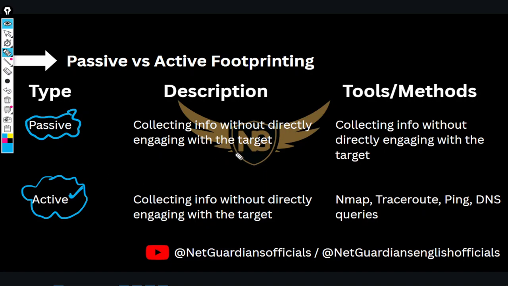So for an active attack, we directly target the company and gather the information using nmap, traceroute, ping, DNS queries, and some other tools. Okay, let's move ahead. Hope you understand the details of active and passive attacks.